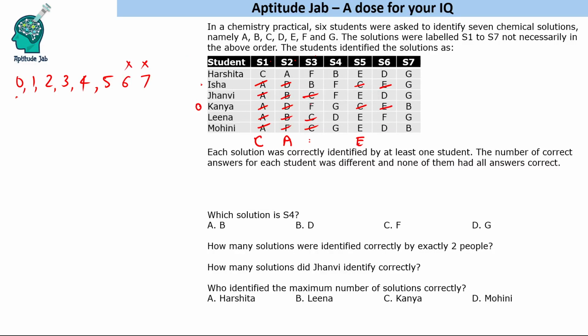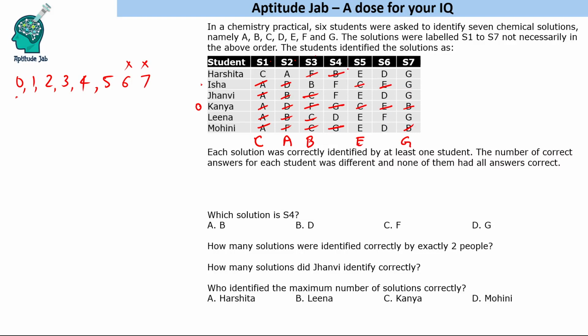Right? If Kanya gets a 0, this will not be F, this will be B. Okay, this will not be G. Okay, and this cannot be B also. And this cannot be B. This will be G. If this is G, can we remove any other thing? Okay, so we cannot remove any other thing as of now.